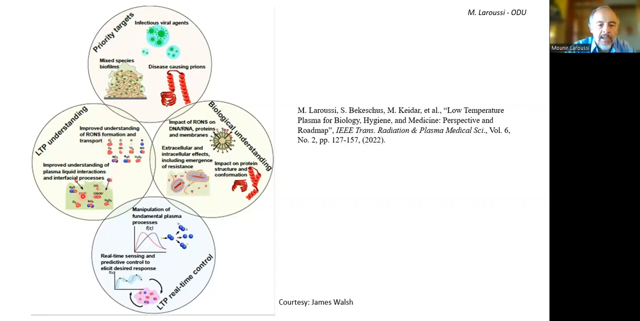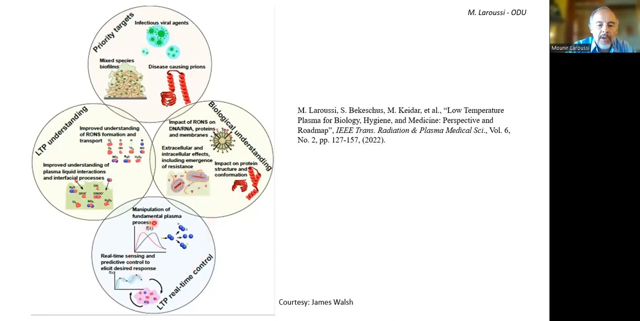And then, since most cells are covered by liquid and biological fluids, we need to understand the interaction between the RONs and the liquid state. We also need to develop the basic biological understanding about the impact of the RONs on DNA and RNA and proteins and lipids, on the cellular, subcellular, and maybe molecular level too.